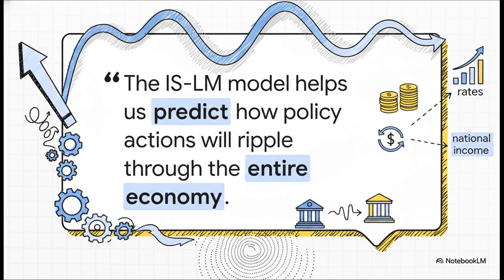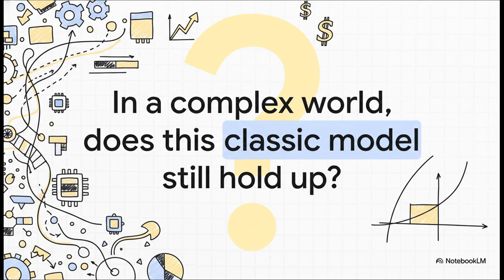So you see, the ISLM model is so much more than just a static picture. It's a dynamic map that helps us predict the consequences of these huge policy decisions, showing us how they're likely to ripple across the entire economy and affect both income and interest rates. And all of this leaves us with one final, pretty big thought. This model was developed decades ago for a very different kind of economy. In our modern world, with global shocks, digital currencies, and everything moving at lightning speed, does this elegant, classic model still give us the right answers? Now that's the billion-dollar question.